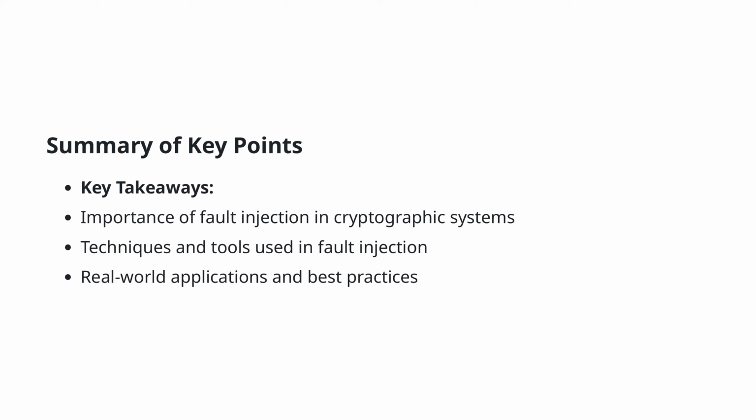Lastly, we looked into real-world applications, highlighting best practices. Our case studies demonstrated how targeted fault injection can lead to significant improvements, such as enhancing the resistance of cryptographic hardware to electromagnetic interference and power glitches. These key takeaways emphasize the role of fault injection in maintaining the integrity and security of cryptographic systems, making it an indispensable part of security testing.